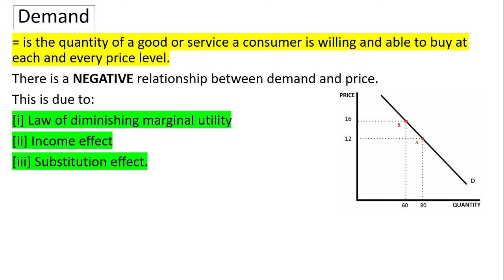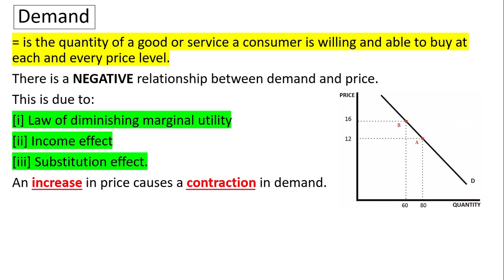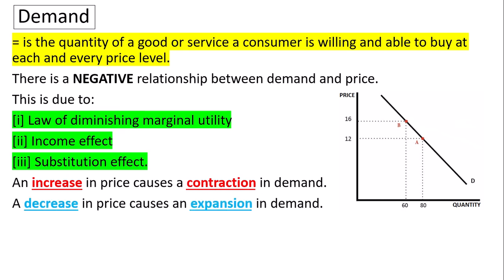Next question is 2-part. So what is the movement up a demand curve caused by an increase in price called, and what is a movement down a demand curve called? Pause. So hopefully you've got an increase in the price is what you call a contraction in demand, and a decrease in price is what you call an expansion in demand.